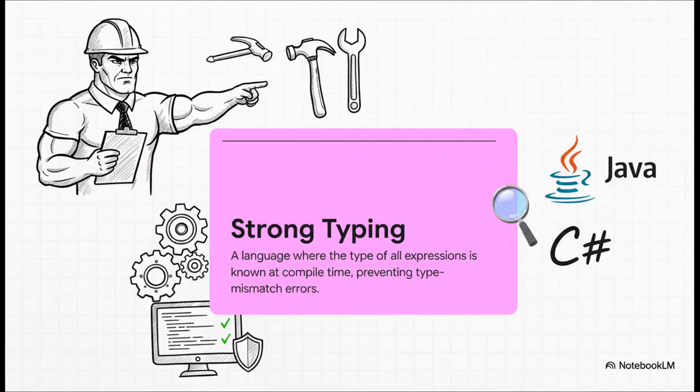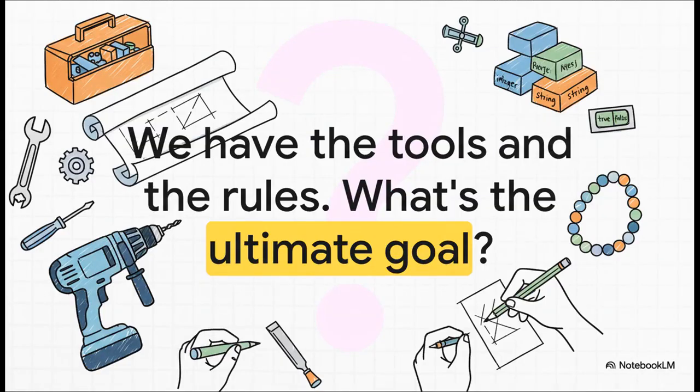This all leads us to the idea of strong typing. And you can think of this like a super strict workshop supervisor. It enforces all the rules, making sure you can't possibly use a hammer where a screwdriver is needed. Languages like Java are strongly typed, and this makes programs way more reliable by catching these kinds of mistakes early. So we have this whole toolbox, from simple screwdrivers to complex power tools, and we have a whole set of safety rules to guide us.